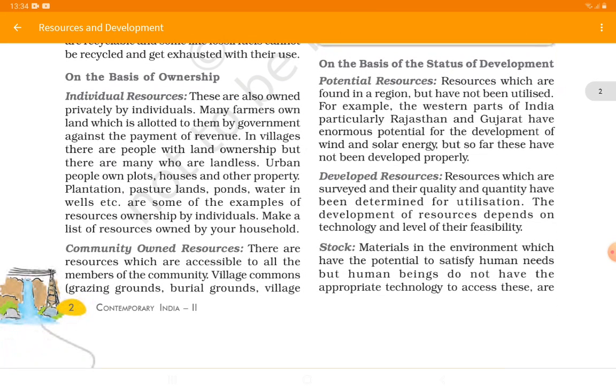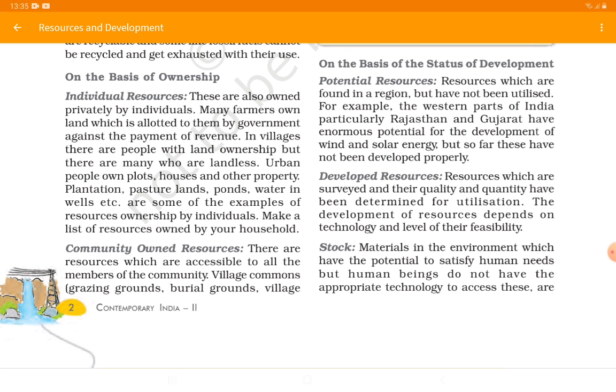Now on the basis of ownership, we have four types we already discussed. Let's see the individual resource. Individual resource refers to those resources which an individual or a person owns, which is not accessible to the whole community or country. These are also owned privately by individuals. Many farmers own land which is allotted to them by government against the payment of revenue. In villages, there are people with land ownership, but there are many others who are landless. Urban people own plot, house, other property. Plantation, pasture land, pond, water in well, etc. are some of the examples of resource ownership by individuals.